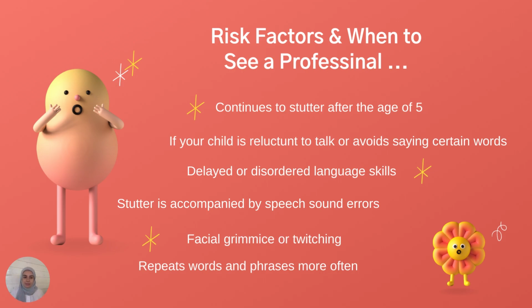So let's recap a little bit. We said it's normal for a child to stutter between the ages of 18 months and 5 years. So there's nothing to worry about that. But if your child continues to stutter past the age of 5, or if he's reluctant and doesn't want to talk, there are any facial expressions accompanying his stutter, or speech sound substitutions, then all of these are signs and red flags that you need help and support, and that is the time when you need to go and speak to a speech and language therapist.